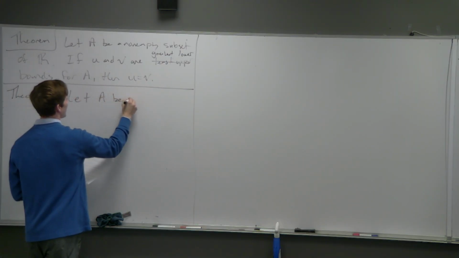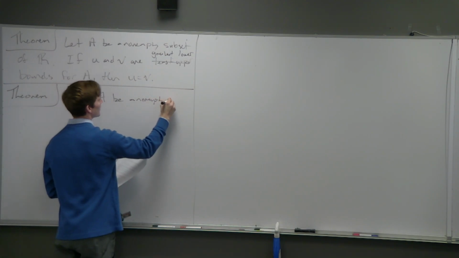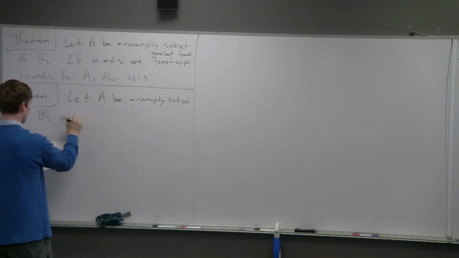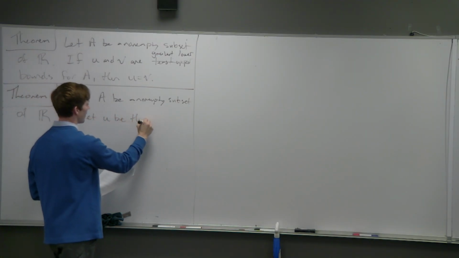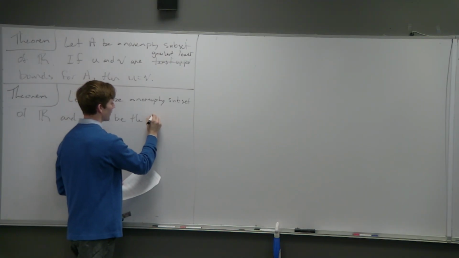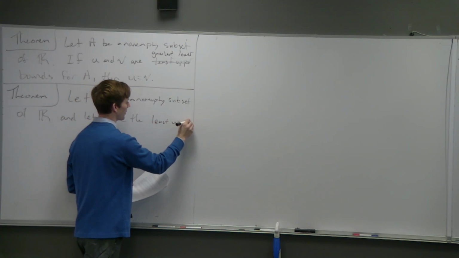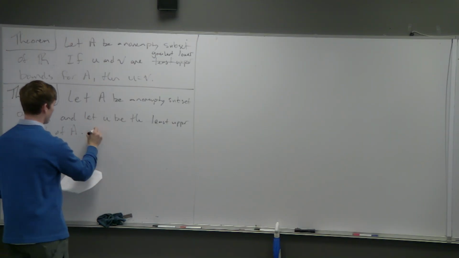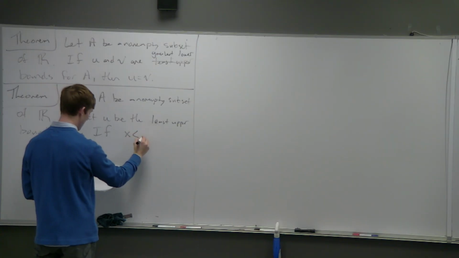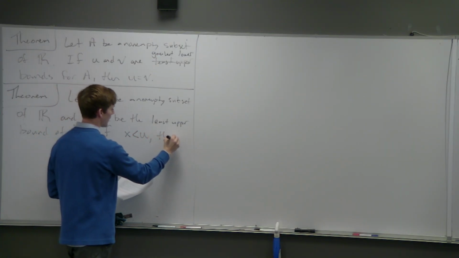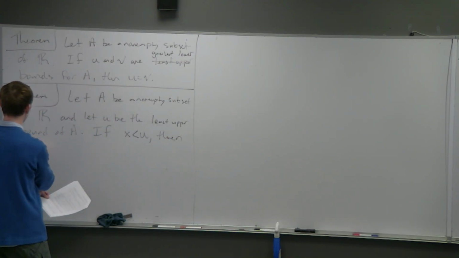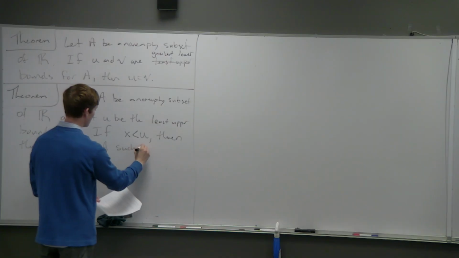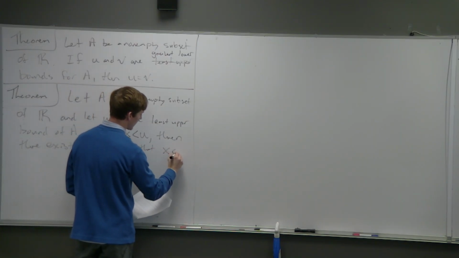Let A be a non-empty subset of R, and let U be the least upper bound of A. If X is any number that is less than U, then there exists a in A such that X is less than a.